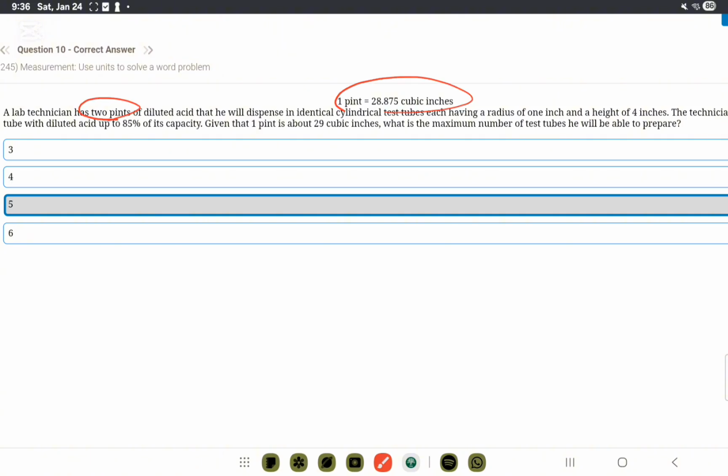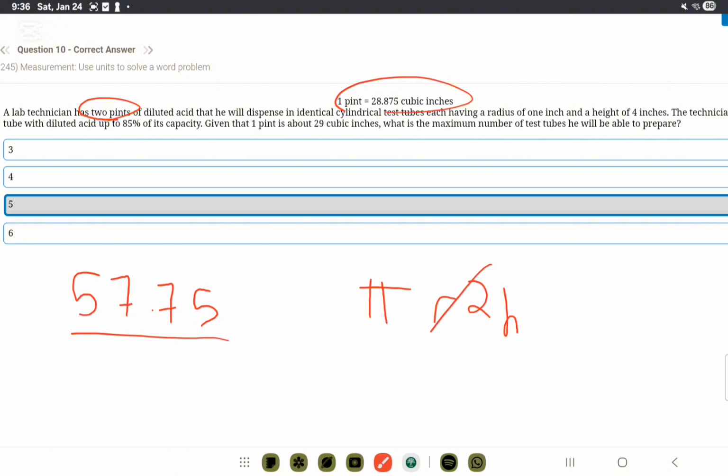So 28.875 times 2, you get 57.75. Now, that is the full thing. So now we're talking about filling with acid. Acid is a liquid. What is liquid associated with? It's volume. So to find the volume in the cylinder, the equation is pi r squared h. r is 1, so it's just 1 squared, which is 1, times h, which is 4. So it's going to be 4 pi.